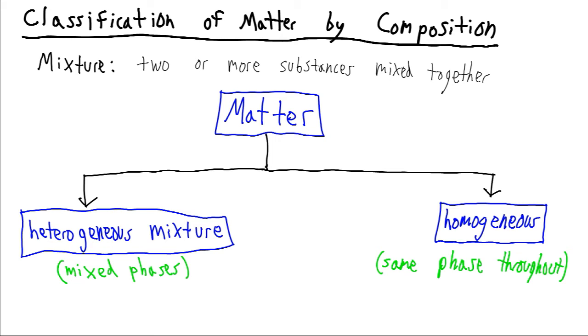Conversely, we could have something that was homogeneous, and if it's homogeneous, that means it's the same phase throughout. And we could have something pure like water, or we could have something like salt water, but in both cases, it's a liquid for its entire consistency.